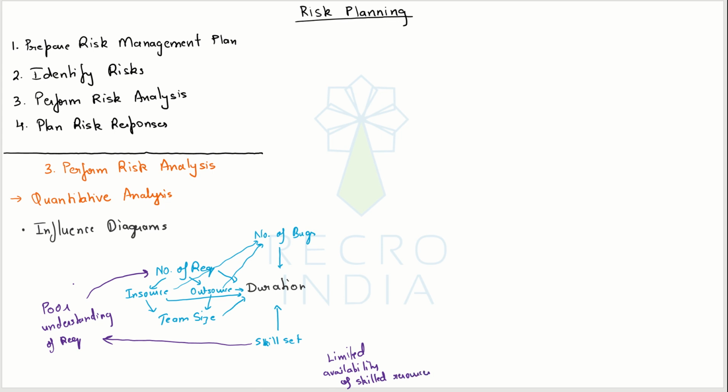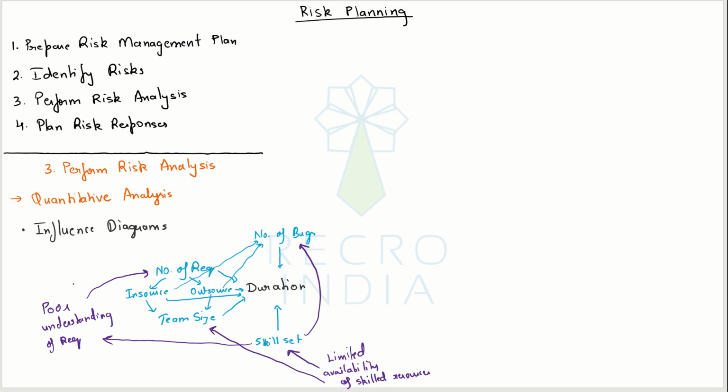Now, this will impact the skill set as well as it will impact the team size. If we don't have enough skilled resources available, we might have a smaller team size, which in turn will impact my duration. And then, of course, the skill set also has an impact on the number of bugs that we will have. The better the skill set of the team, the lesser will be the number of bugs.